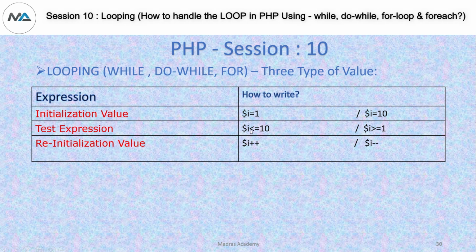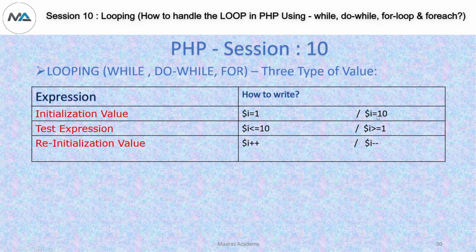And here I write the test expression like this: $i less than or equal to 10. If this condition becomes false, the program will stop. For that we need to increment the initial value, right? So for that we use the reinitialization value. Here I used the unary operator $i plus plus. So the value will increment and it will check the condition. If the condition is true, then again the loop will execute. Like this we can write it.